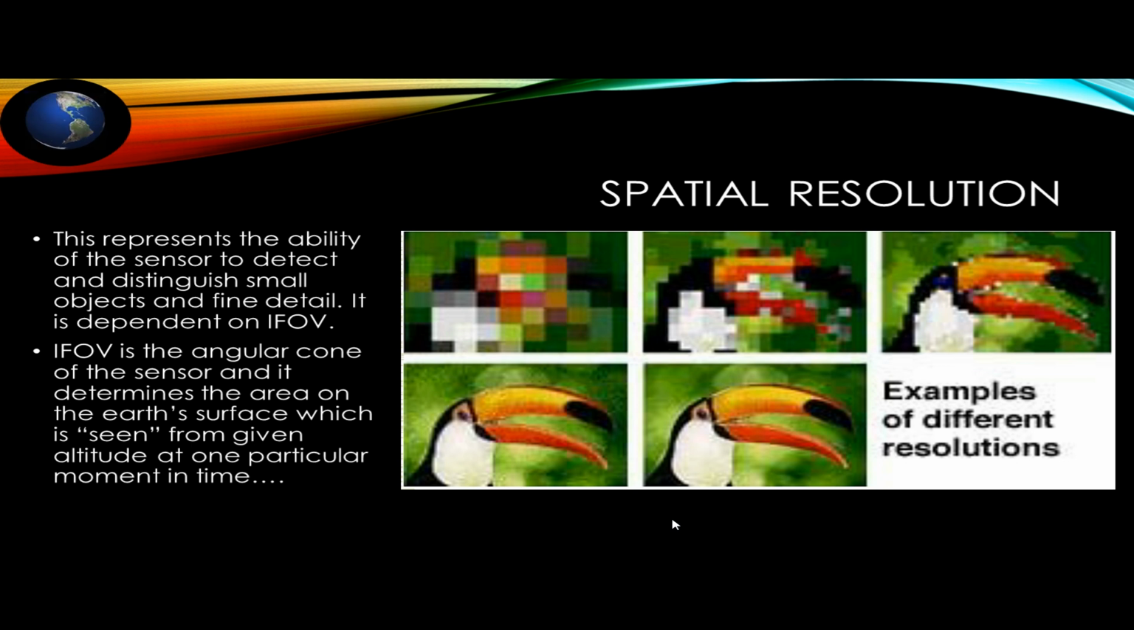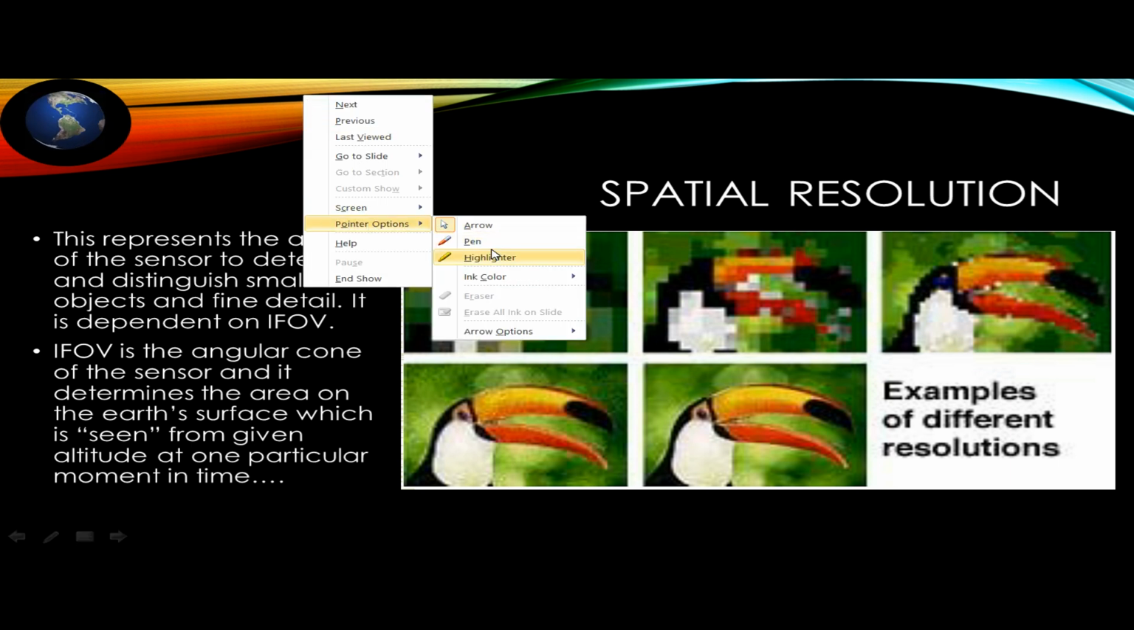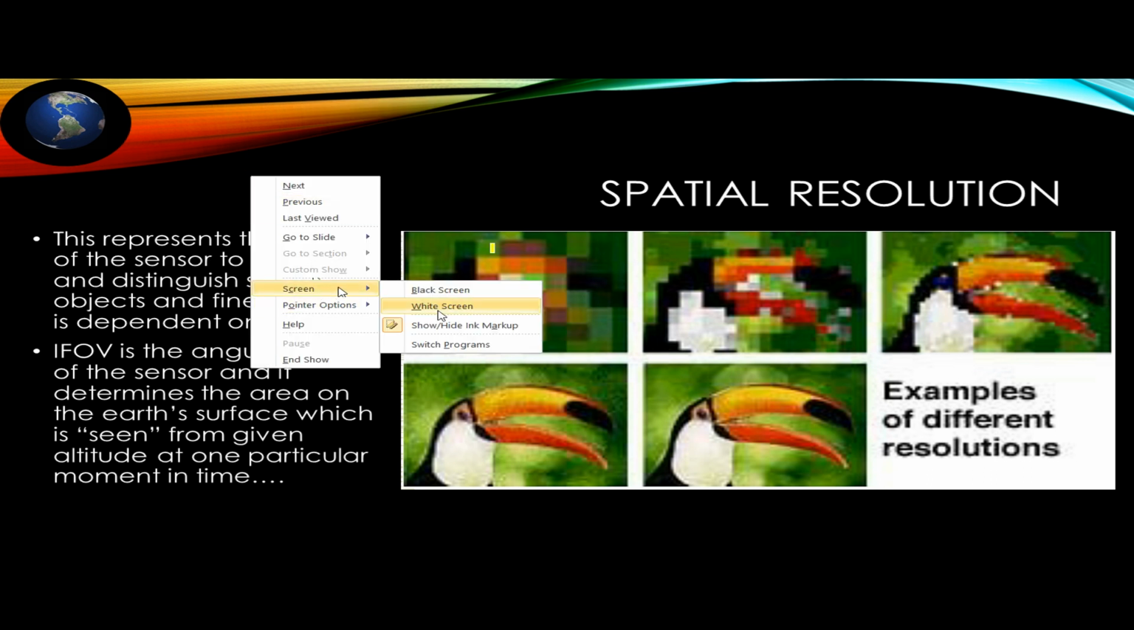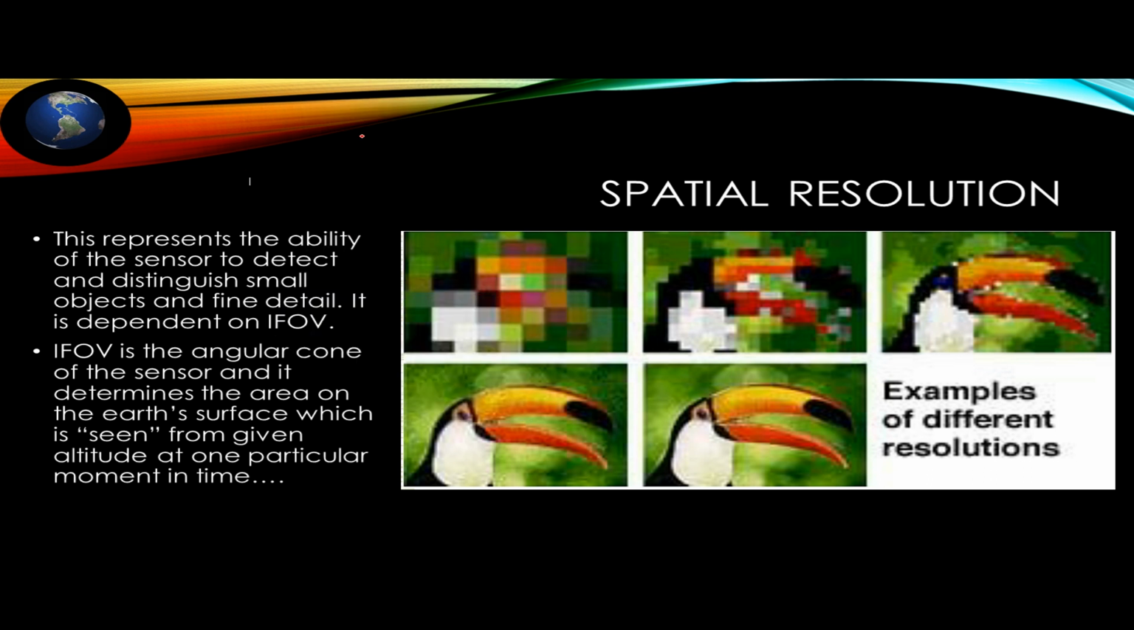Okay, the instantaneous field of view is the angular cone of the sensor, and it determines the area on the earth's surface which is seen from the given altitude at a particular moment of time. So you can see here what is happening. I will just give you a brief on how it tells about capturing the spatial resolution. You have your satellite here, and this is the earth surface. There are some features, some vegetation, some buildings, some industry.